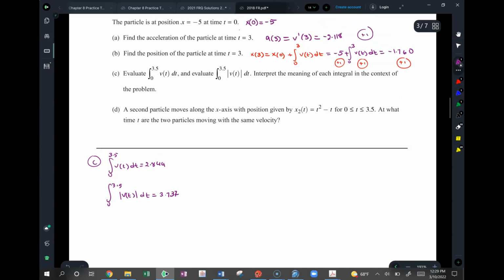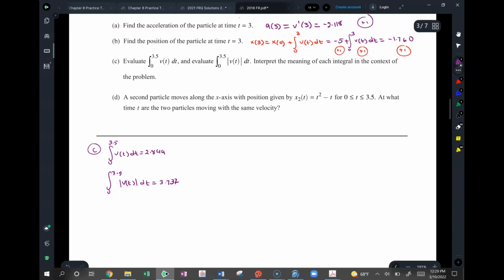Now comes the good part. Oh, we gotta justify our result. Interpret the meaning of each integral in the context of this problem. So you say this, write it out. Okay? What is this? Displacement.